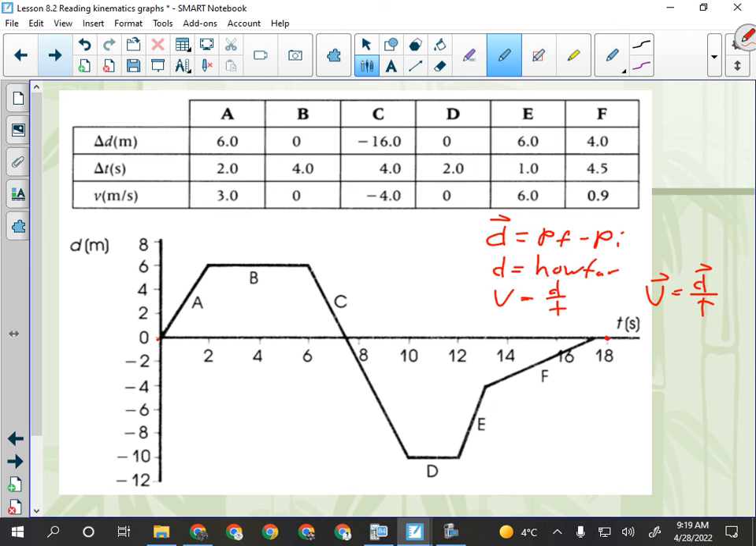I want you guys to calculate for me the total distance traveled. That's going to take a little bit longer. Total distance traveled. How far does this object go over the whole trip? And remember that direction is not important here. You've got your positions on the y-axis. You don't need time for what we're doing.